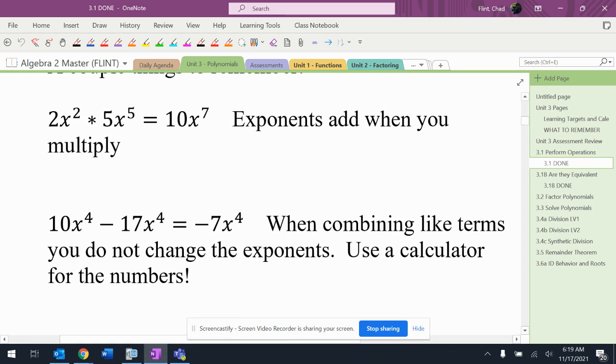When we're multiplying things together, such as 2x squared times 5x to the fifth, all right, 2x squared times 5x to the fifth. Numbers, you just multiply like normal. 2 times 5 is 10. But exponents, you have to add them when you multiply them.